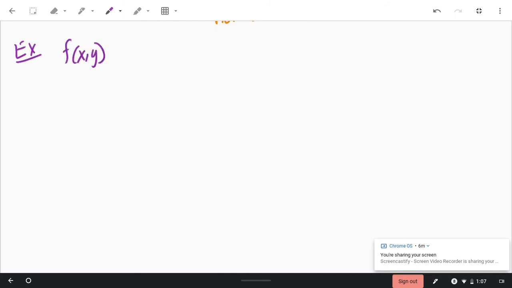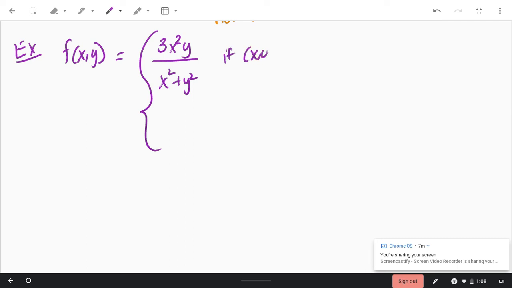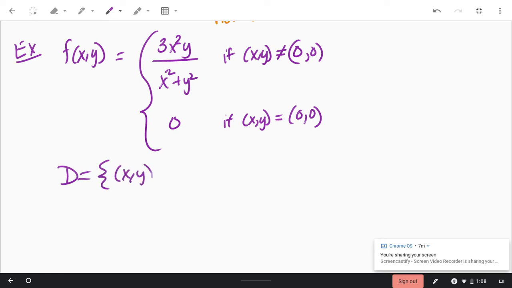F of xy equals, we have already seen this one before too, right? 3x squared y over x squared plus y squared, if xy does not equal 0, because that would be undefined if xy is 0, and it's 0 if xy equals 0, 0. Okay, so now it's defined everywhere. Its domain would be all real numbers, so its domain is all xy such that they're in real space.